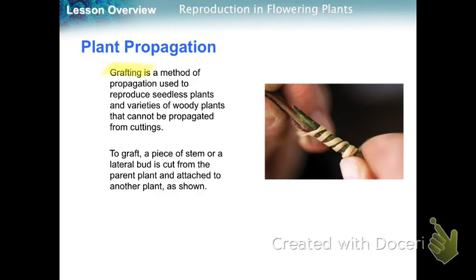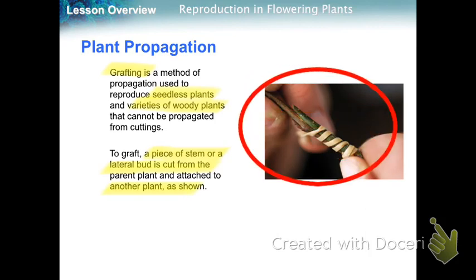Grafting is another method of propagation that's used to reproduce seedless plants and varieties of woody plants that can't be propagated from cuttings. Grafting happens by taking a piece of stem or a lateral bud, cutting it from the parent plant, and attaching it to another plant as shown. That's what you see going on right there.